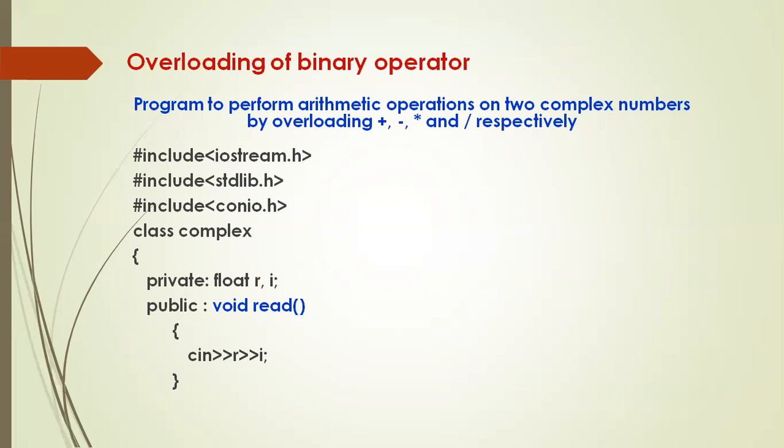The first three header files, the purpose you already know. Then you start with the class definition. Class complex, private, float r, comma i. So r and i represent the real and imaginary parts of the complex number. Both of them are float type and they are declared under the access specifier private. The first member function is the read function, public, void read. The purpose of the read function is to input the values for r and i. So cin r, i. So we have defined the first member function read.